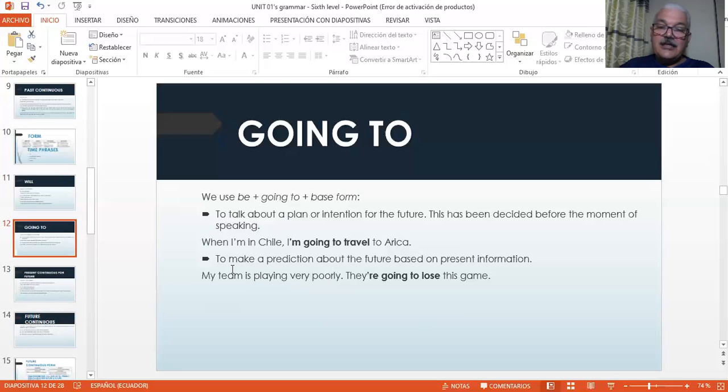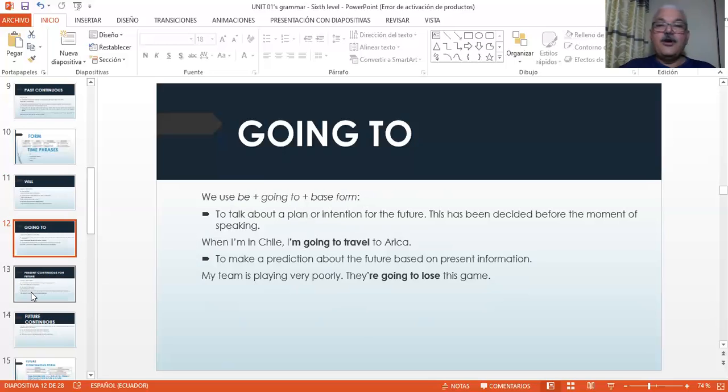And we could also say it to make a prediction about the future based on present information. Which are these examples? Well, when I am in Chile, I'm going to travel to Arica. Or my team is playing very poorly. As a result of that, they are going to lose this game. So notice that in these cases, we have a prediction or a plan in the future, but this is something that's going to happen. That's why we use a different form to express this kind of future, okay?